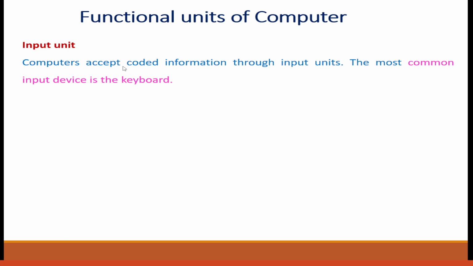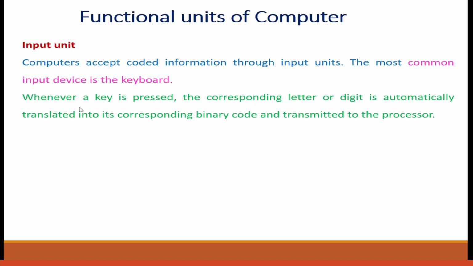We will see in detail about each and every unit present in the computer. First, we have an input unit. Computers accept the coded information through the input unit, and we all know that the most common input device is the keyboard. Whenever a key is pressed, the corresponding letter or the digit is automatically translated into its corresponding binary code and transmitted to the processor.